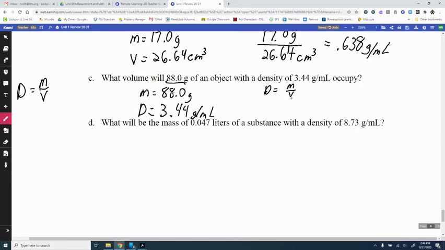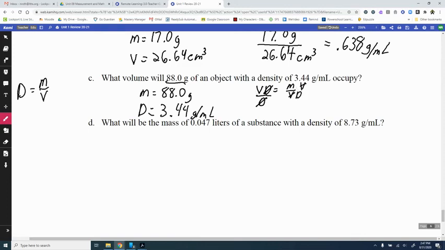We have to get volume by itself. To do that, first, we multiply both sides by V. That will cancel out our V, and we're left with VD equals M. That still doesn't really help us, right? Because we want V by itself. So we have to divide both sides by D. That way, D cancels out over here, and we're left with V equals M over D.